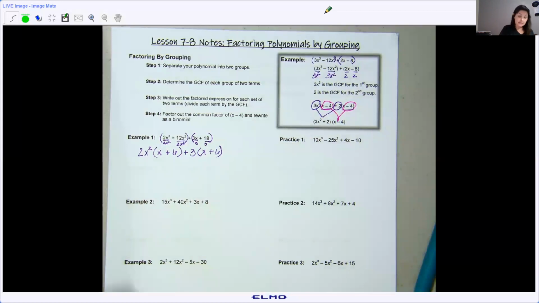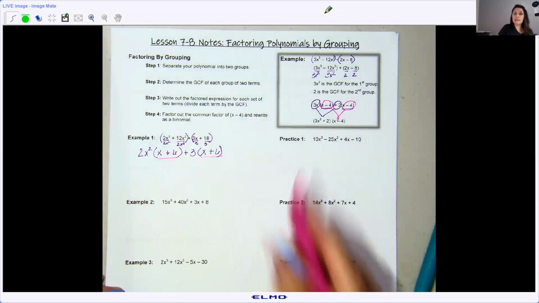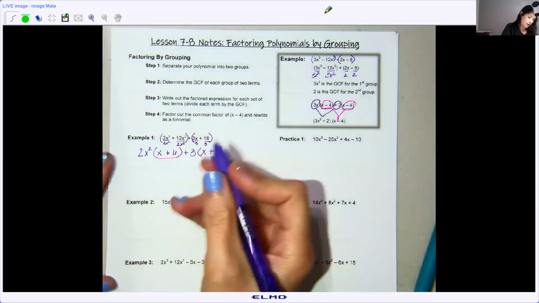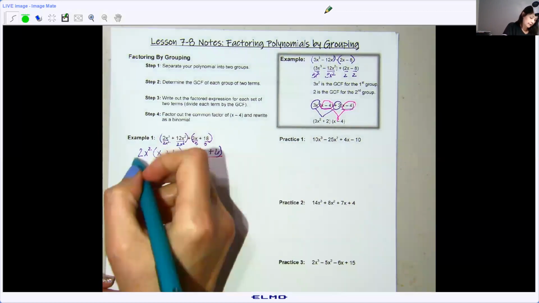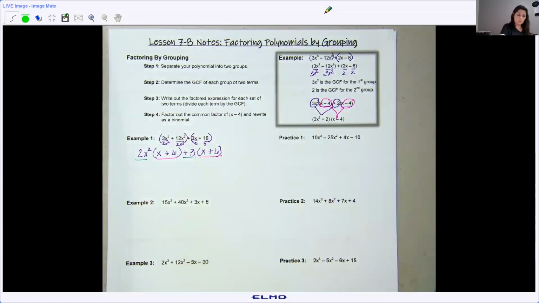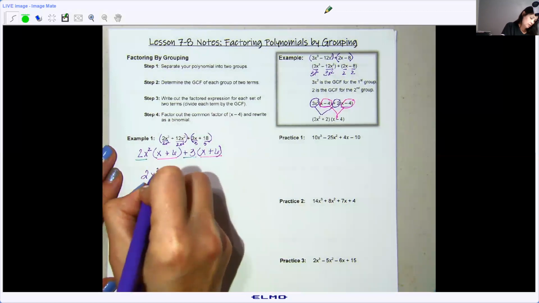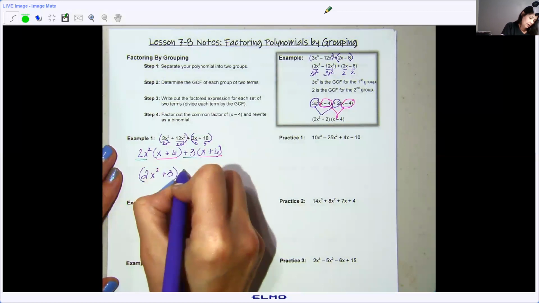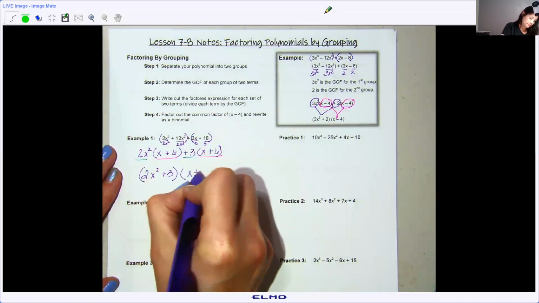All right, so at this point, x plus 6, that will combine or simplify into one term. And then I have 2x squared plus 3 that will go into another set of parentheses. So we write it as 2x squared plus 3 times x plus 6. Okay.